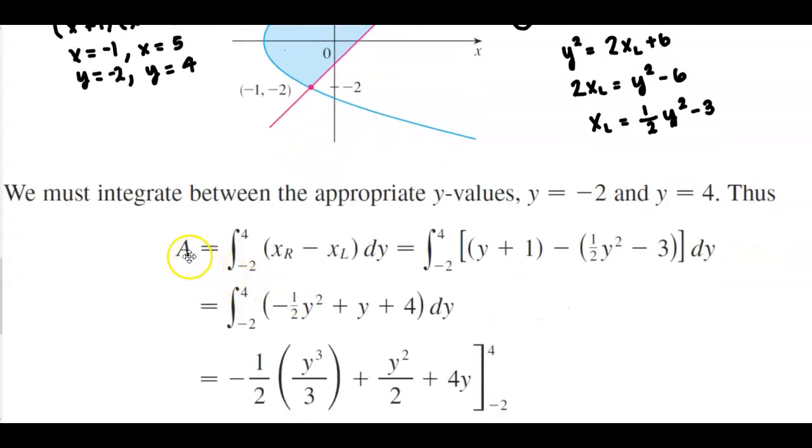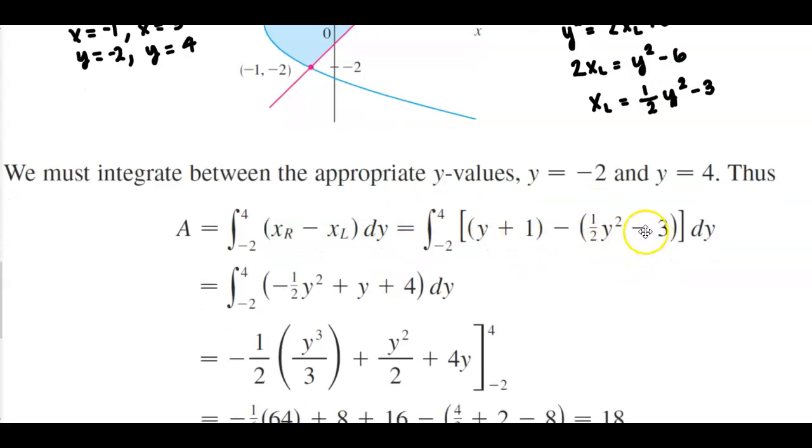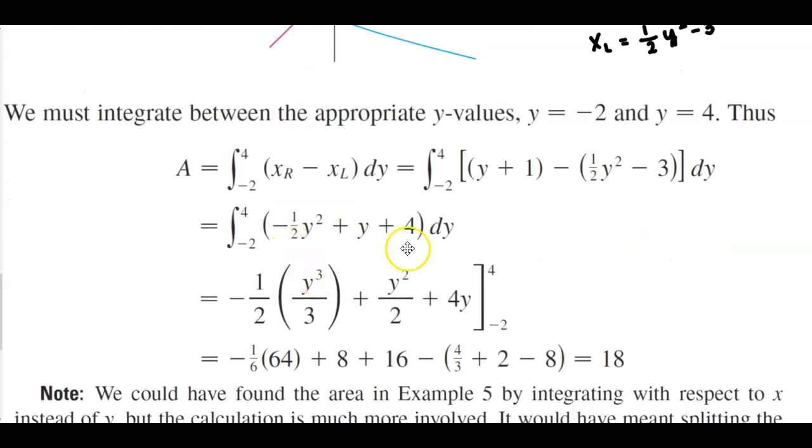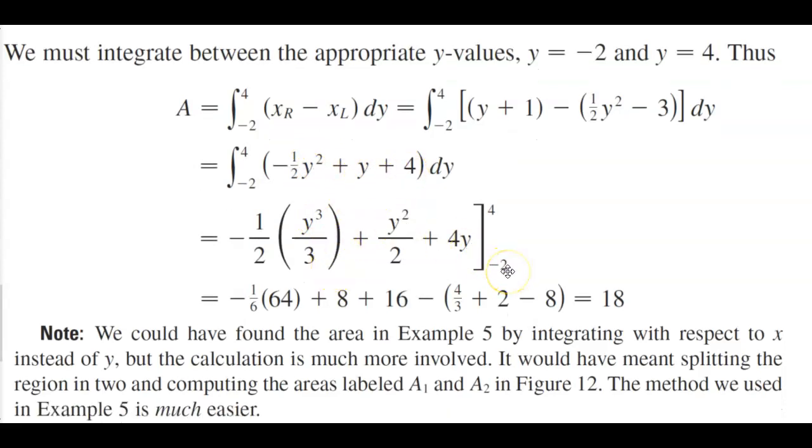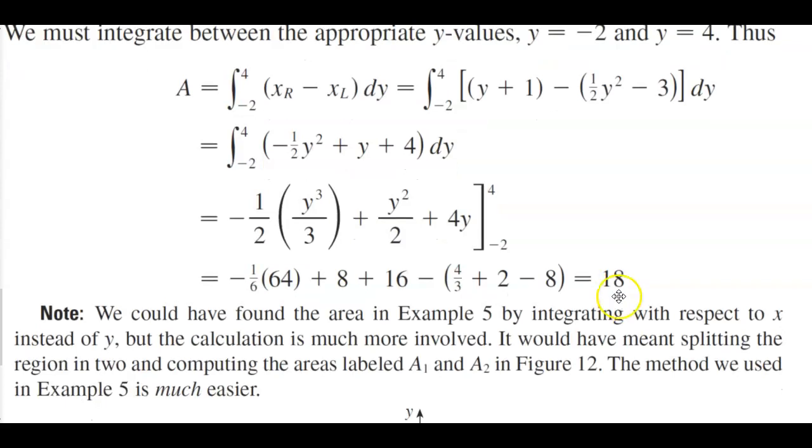So here we have our area that goes from a lower limit of negative 2 to 4, x to the right minus x to the left dy. So we have y plus 1 minus 1/2 y squared minus 3. Now we can distribute and combine like terms, and then take the antiderivative of each term, going from a lower limit of negative 2 to 4. If we plug in those values, then we get the result, and in this case the area would equal 18.